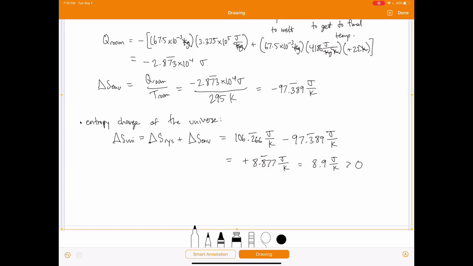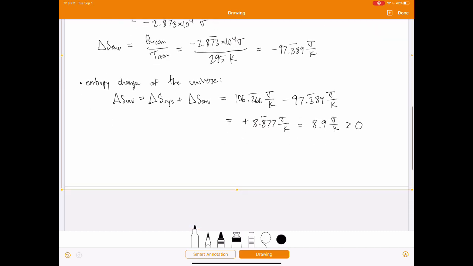something positive. So since this process increases the entropy of the universe, in other words, delta S for the universe is positive, we know it's irreversible.